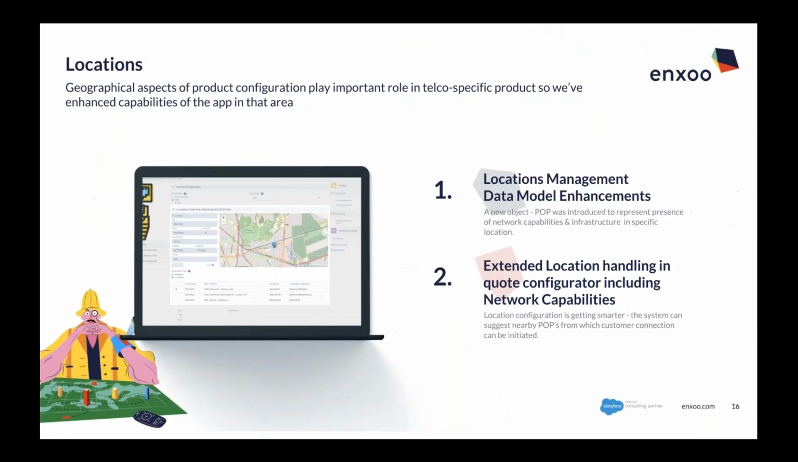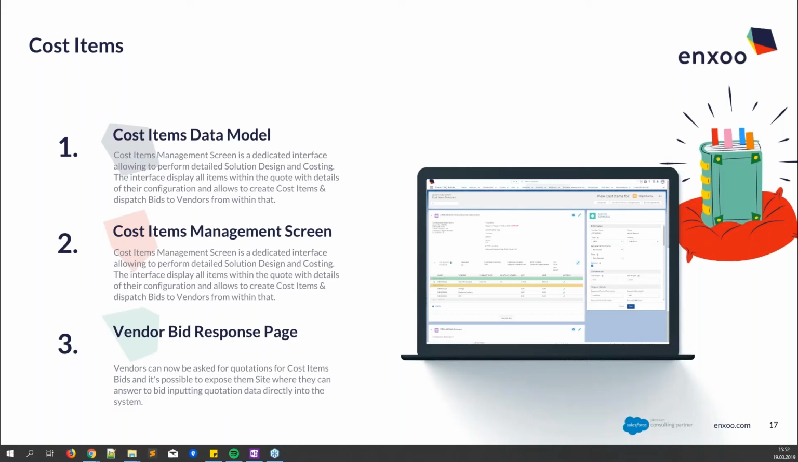So, a few improvements in the location section, and I'm handing over right now to Adam. Adam will tell a little bit more about a brand new module about vendor management and cost items management. This module is our proposal to manage the case when we, for example, need to purchase a local loop from some vendor to cover the connectivity between the POP and the customer location. So, Adam, the floor is yours.